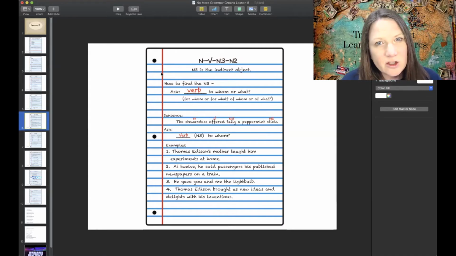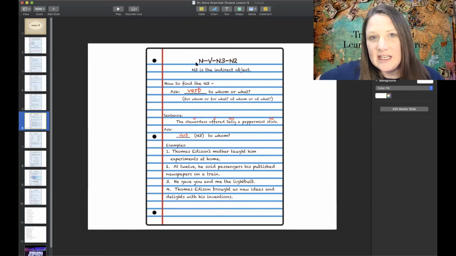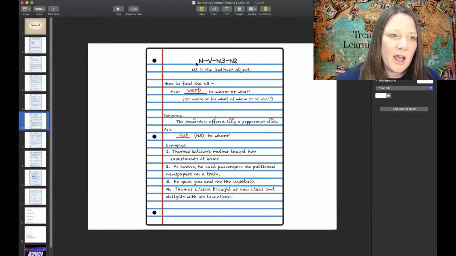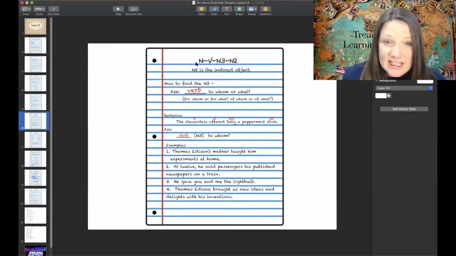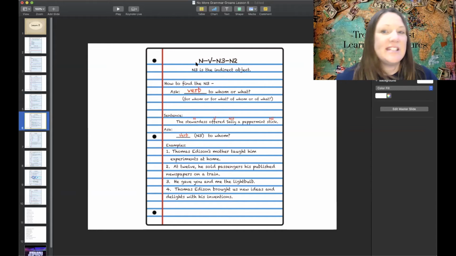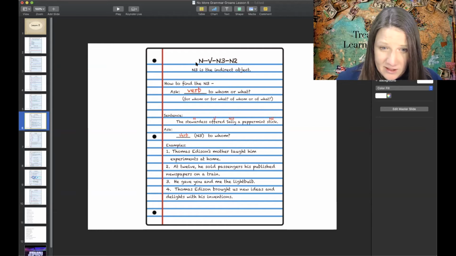We're starting to get a little trickier here. This is where I start to see a little bit of confusion starting to set in. This is on into the third sentence pattern. The noun 3 is your indirect object. It is the object that receives the action indirectly. How to find the noun 3? You ask verb to whom or what. And down here, ask verb noun 3 to whom.